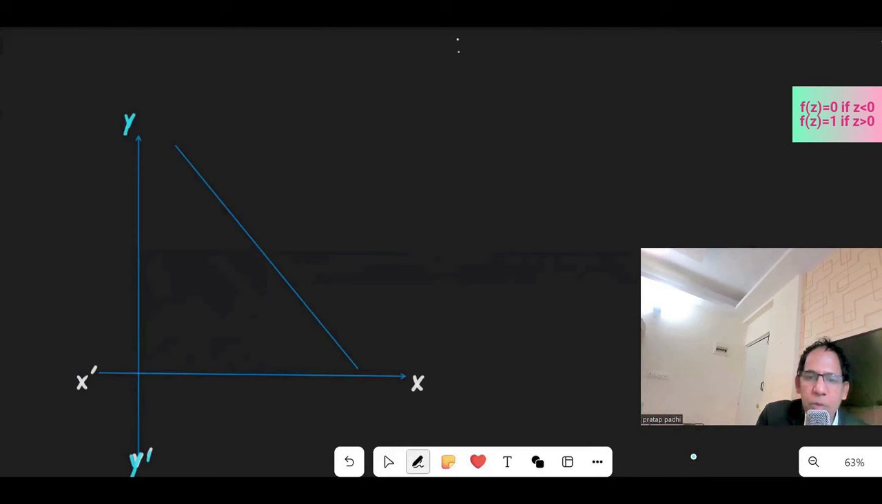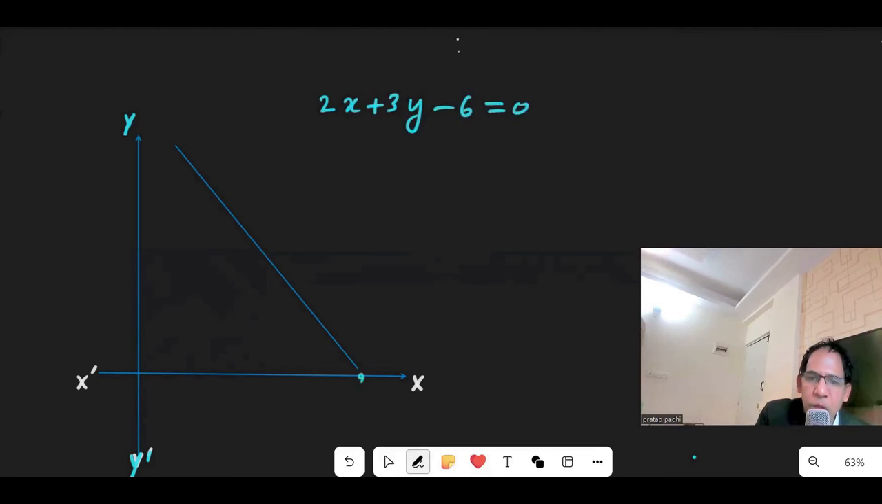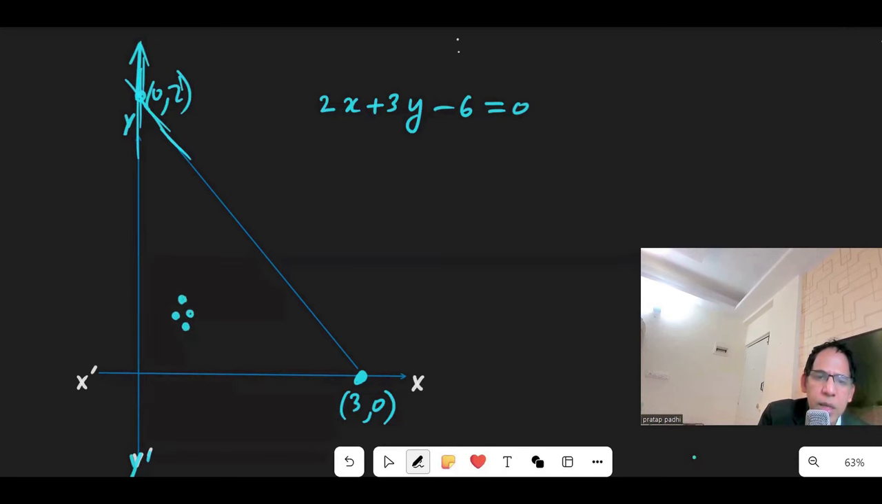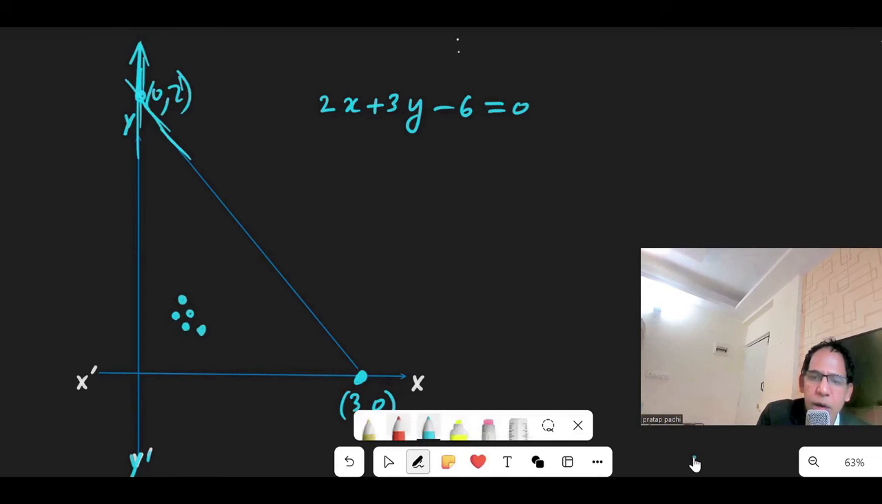If you are from a math background, if I write 2x plus 3y minus 6 is equal to 0, then you know that this point is 2x divided by 6, that is 3, so (3, 0). And this y-axis point, this will meet the y-axis at (0, 2). So what will happen? This will be my (0, 2) point. That means any points to the left of this line, any point you take here, they will be on this side. And any point you take here, red points, they will be on this side, okay? So this is quite easy.